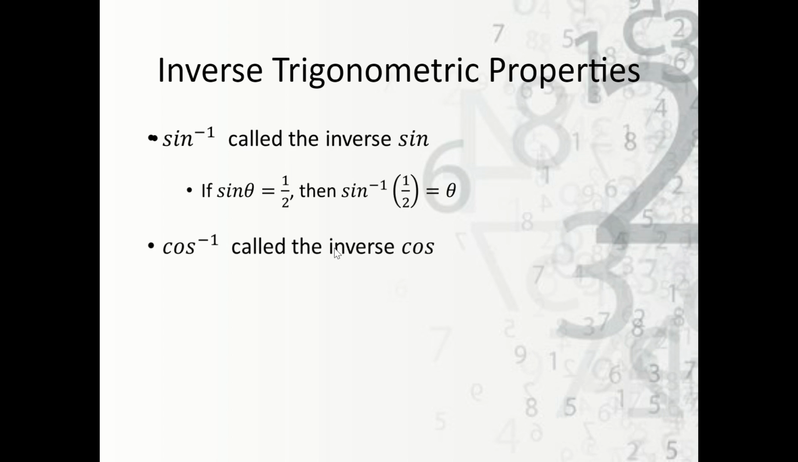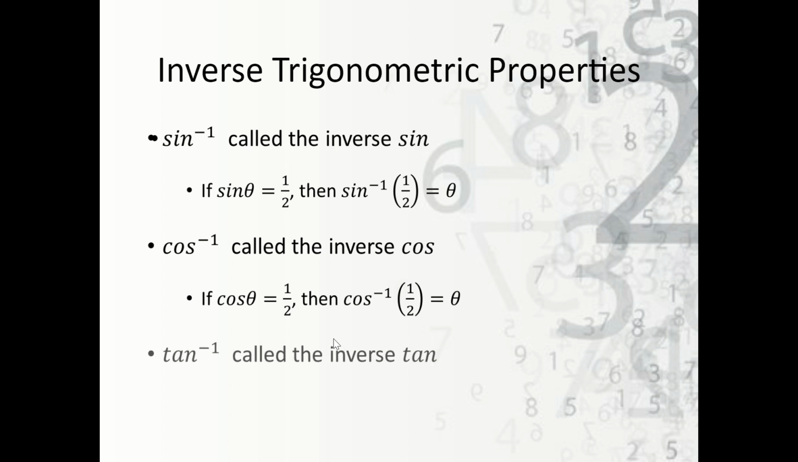Same thing with cosine. So we have inverse cosine. And if cosine theta equals 1/2, then inverse cosine of 1/2 equals theta. So again, change it to inverse and flip your theta and your ratio. And tangent's exactly the same thing. So we have inverse tangent, and again, tangent theta equals 1/2, then inverse tangent of 1/2 equals theta.